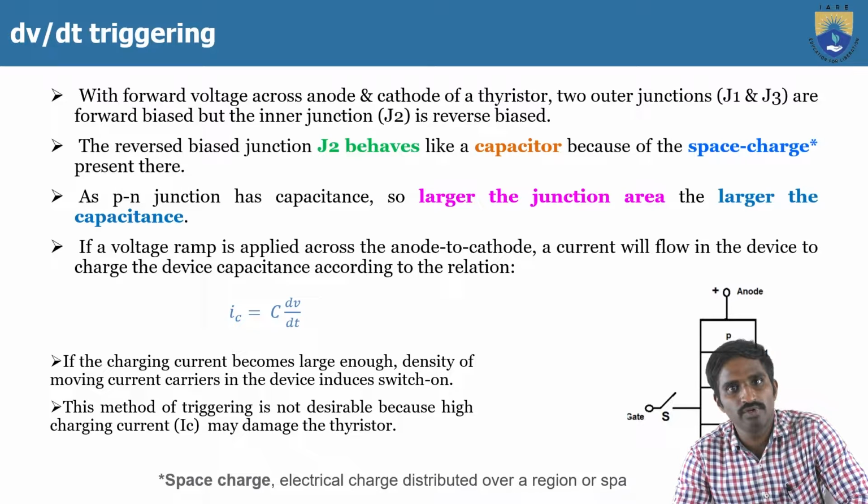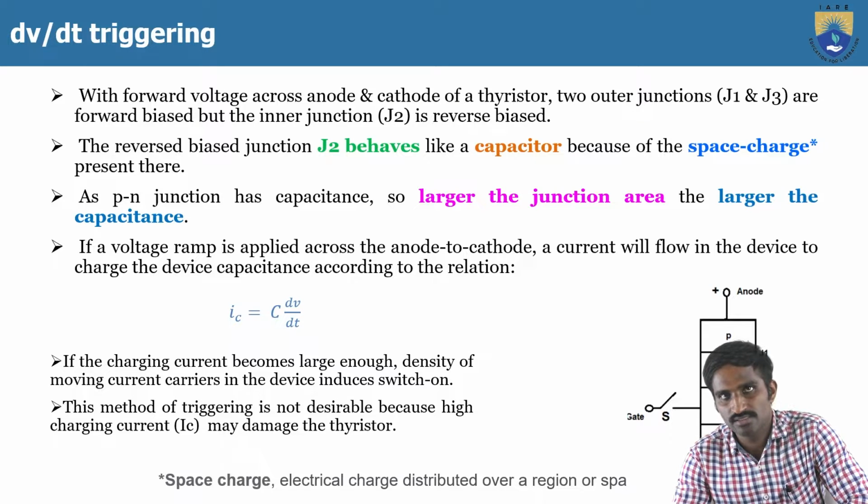Here, if you want to increase the capacitor current IC, you have to increase the dV by dt rating. When we increase the dV by dt rating, the capacitor current increases, so that the charging current becomes large enough and the density of moving current carriers in the device induces it to switch on. In this way we switch on the thyristor.